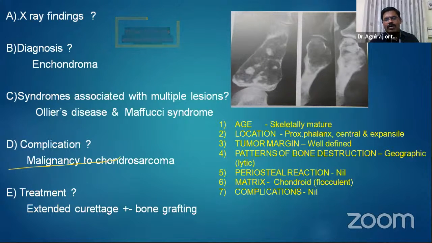The thing is, you should know it is a cartilage producing tumor. So cartilage means calcium deposition. It will be seen as a sclerotic lesion in the lytic lesion. That is very important. Sclerotic dots in the lytic lesion. The chondroid matrix is the sclerotic; the lesion is the lytic.